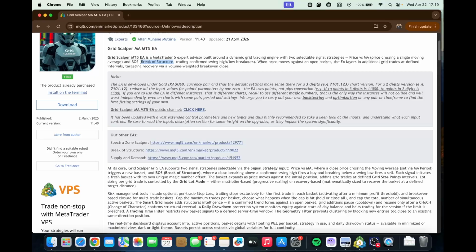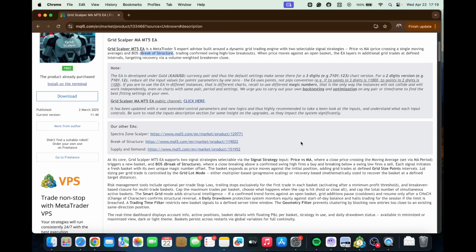So once the first trade in the basket is open, if price moves against it, the EA starts adding more grid trades at fixed point intervals. And the default grid size is 11,000 points on a 3-digit gold broker. Then we have the lot sizing for those extra trades. They can be multiplier based, which is basically mild martingale, or recovery based, where it calculates the exact lot size needed to bring the whole basket back to break even plus a small profit buffer. And this is actually true.